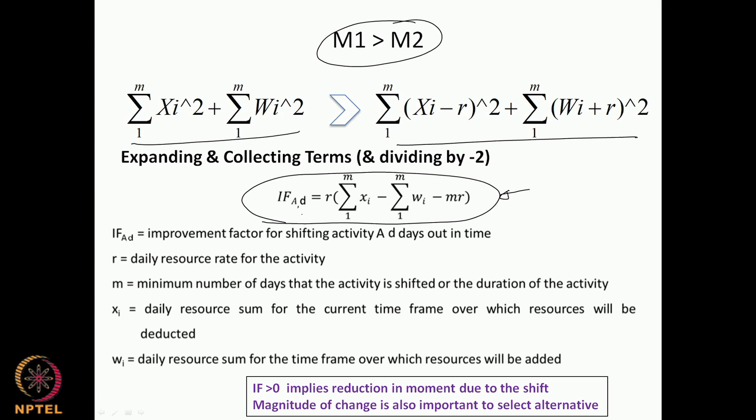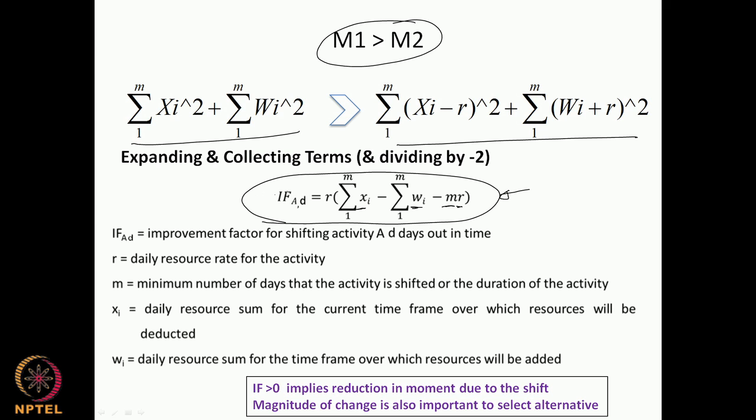Here we have the improvement factor of an activity moved by d days. It is the resource level of the activity, multiplied by the sum of the resource load for the days from which it was moved to the days it is going to be moved, multiplied by the number of resource days that have been moved again into the resource load of the activity.